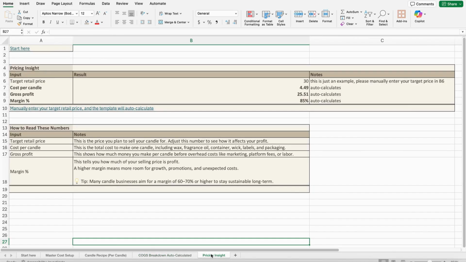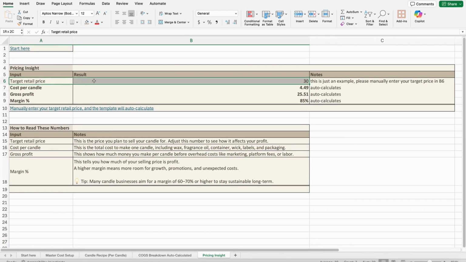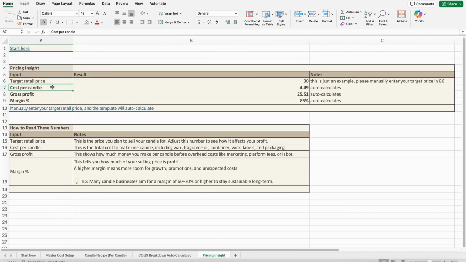Pricing insight. Now that we know the true cost per candle, we move into pricing. Here you enter your target retail price. The calculator instantly shows cost per candle, gross profit per candle, and profit margin percentage. If I change my retail price from $30 to $24, watch how the margin changes.